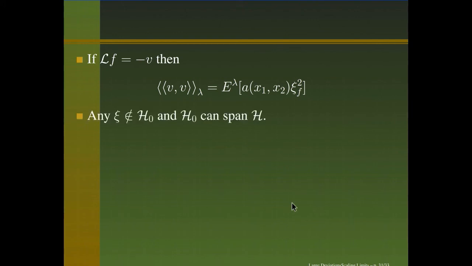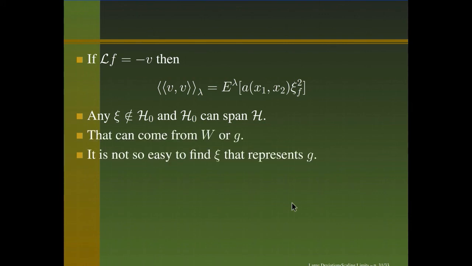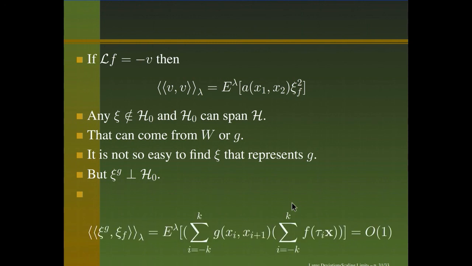So any psi not in H0 or H0 can span H. That can be either W or G. It's not easy to find a psi that represents G, but one can prove that the psi exists, and it's in fact orthogonal to H0. The orthogonality is easy to check because G telescopes, and when you compute the relevant inner product, because of the telescoping property of G, it's really order 1, and so you divide by 2k plus 1, it goes to 0.